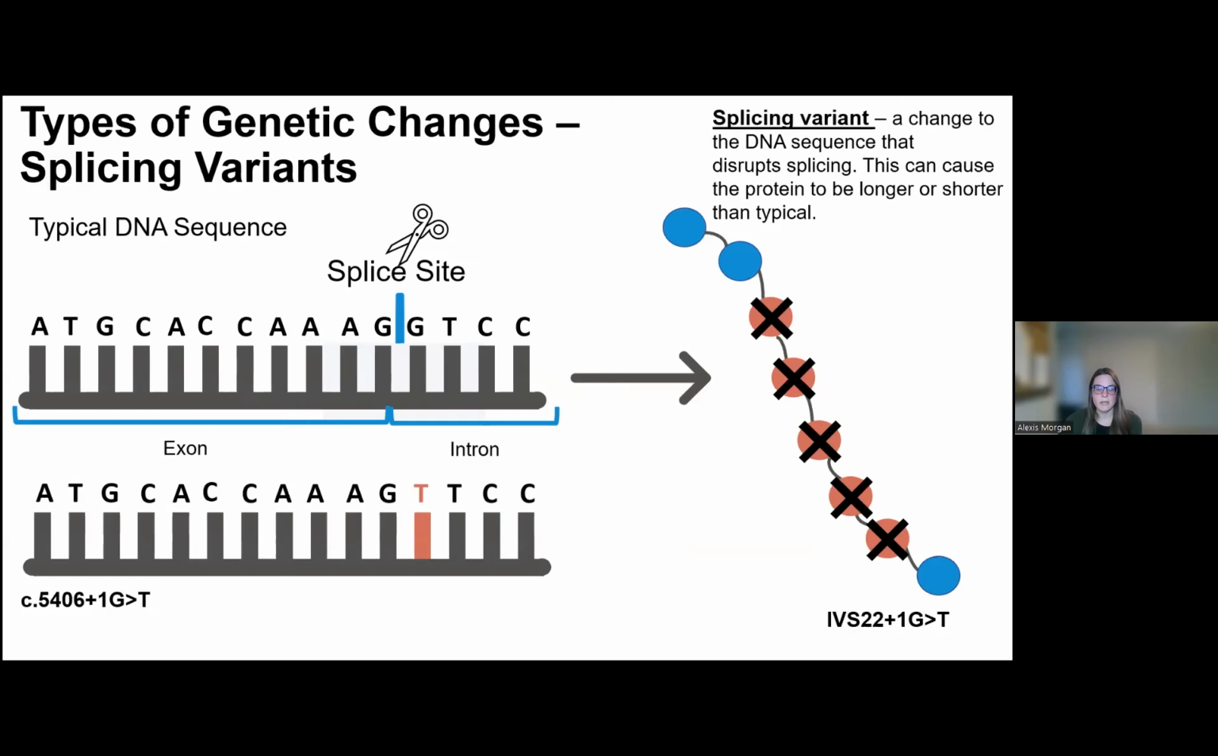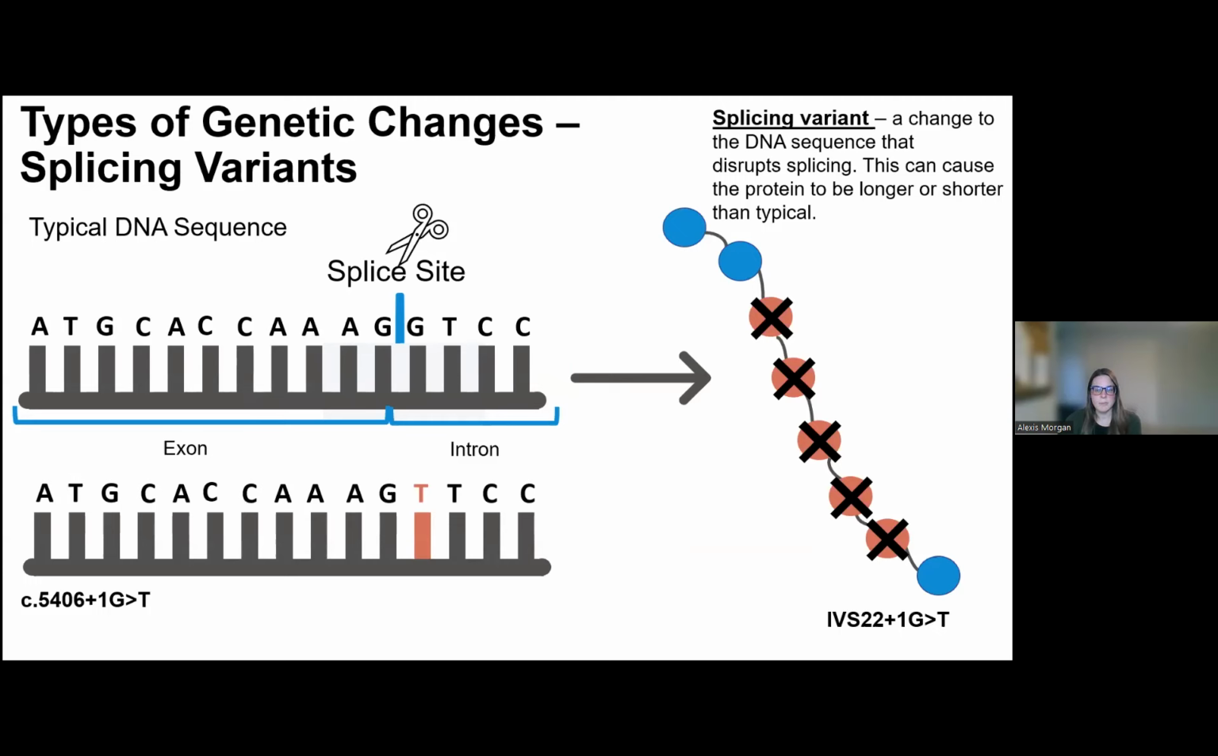A genetic variant in the DNA sequence that affects splicing is called a splice site variant. This type of variant disrupts the RNA splicing and can cause loss of exons, or introns that don't get cut out, so they are included, which all can impact the protein.